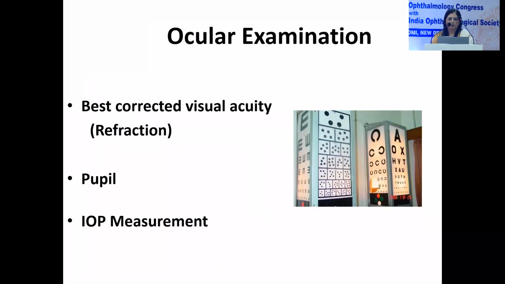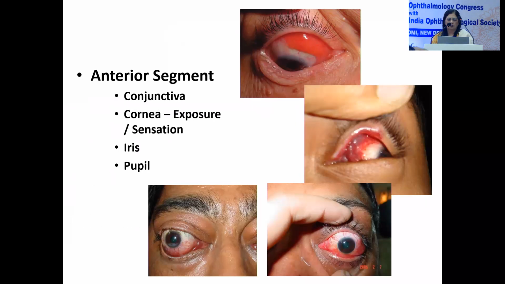Coming to ophthalmic examination, it's important to note down the best corrected visual acuity and pupil assessment. Both direct and consensual reactions should be noted, and any discrepancy in size requires a thorough evaluation. IOP measurement, especially in restrictive pathology: we know that when we measure the IOP in upgaze, there is a rise, like in thyroid eye disease. Anterior segment examination includes the examination of the conjunctiva. If we see a salmon patch-like lesion, it indicates lymphoma. A lobulated vascular lesion suggests varices.